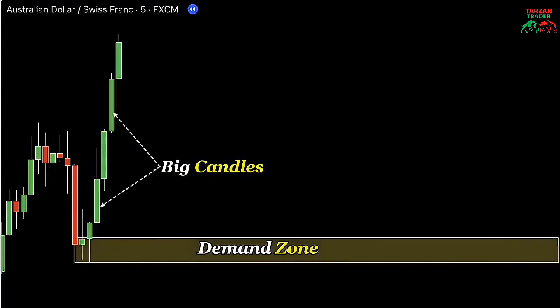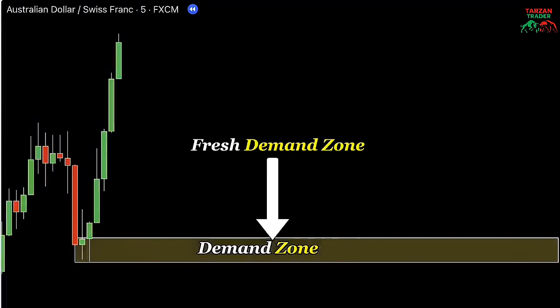The candles that form the zone are large, showing strong momentum and indicating institutional involvement. A good sign for a high probability trade. Now, let's check the freshness of the zone. This zone is fresh, meaning it hasn't been tested before. Since it's the first time the market revisits this zone, it has a higher chance of reacting strongly.